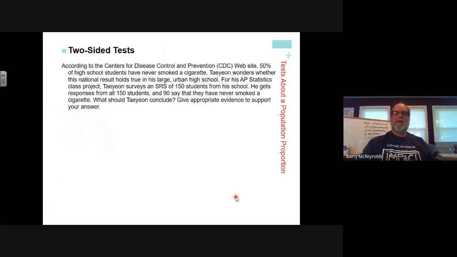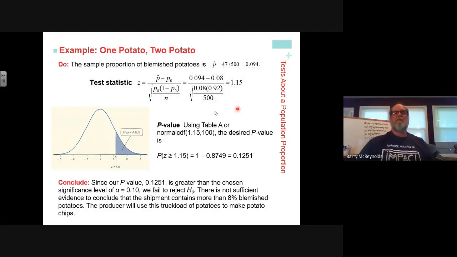So that's the process for a one-sided test. For the two-sided test, the steps are the same. It's just that we have to look at both tails to get our probability. So this is enough for us to chew on for today.